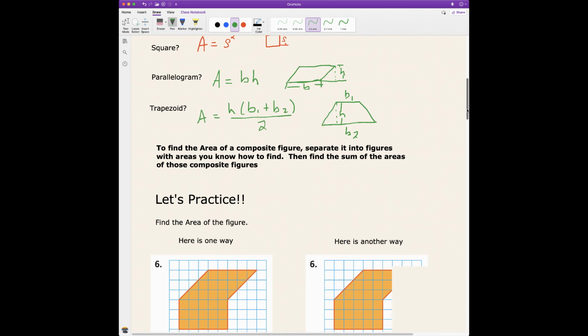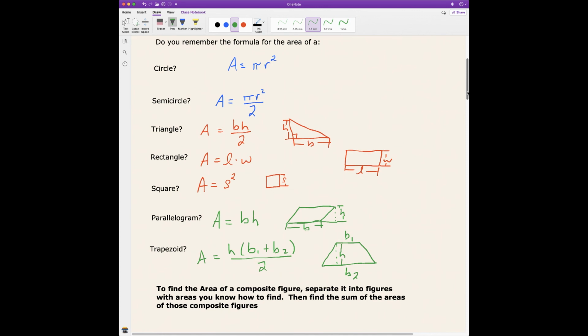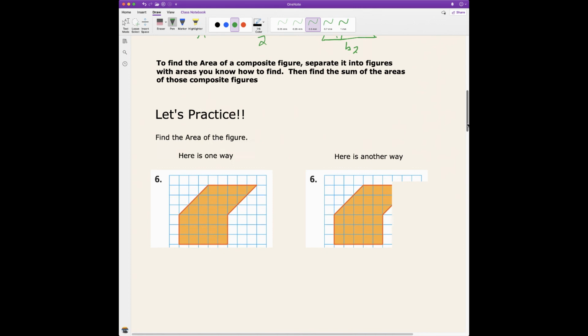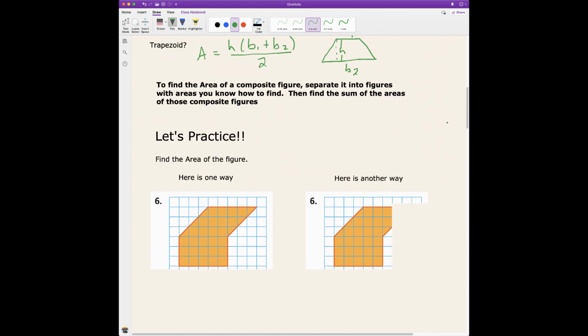Okay, so those are some important formulas. Make sure that you have those written down somewhere where you can get to them, or keep them in your brain. Okay, so here's an important point. To find the area of a composite figure, separate it into figures with areas you know how to find. Okay, so separate it into figures that you know how to find the areas using the formulas from above. Okay, then find the sum of those areas.